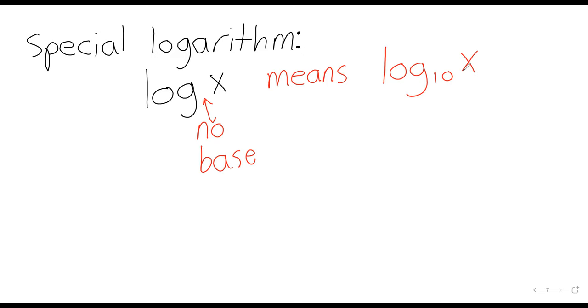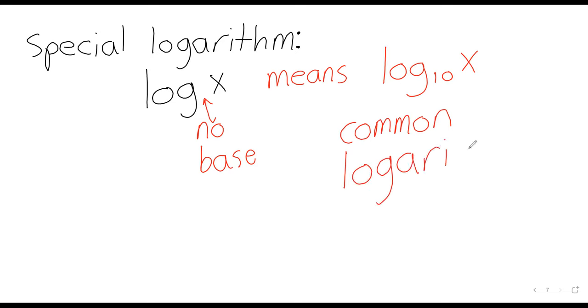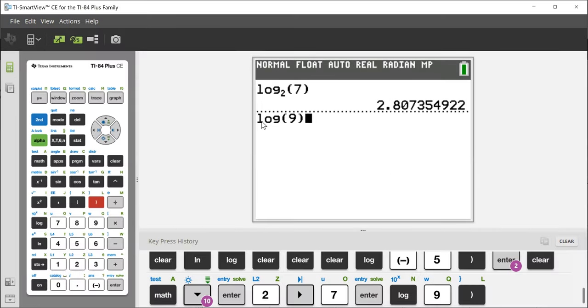And this logarithm has a name. In fact, it's called the common logarithm. So a fair number of you seem to be enrolled in various science courses right now. The common logarithm is what is most commonly used in science applications. Hence the name common. So on your calculator, if you type the log of 9, this is the common logarithm of 9, the log base 10.